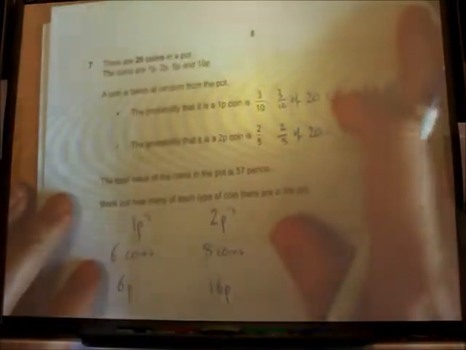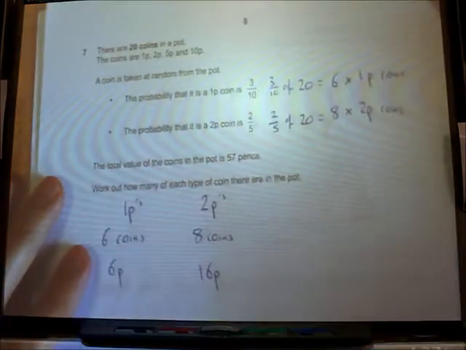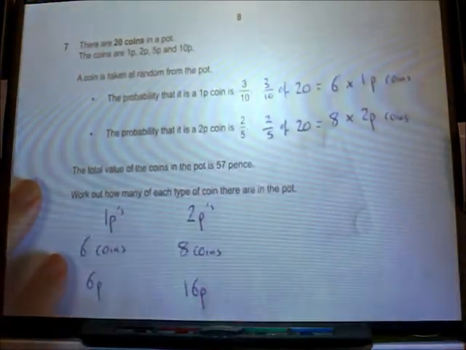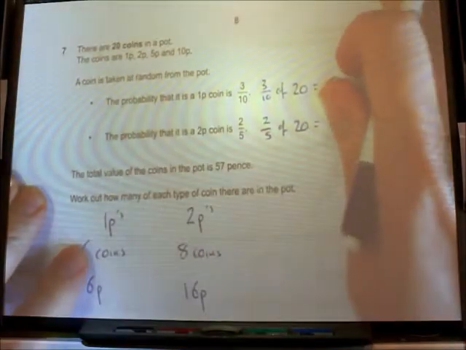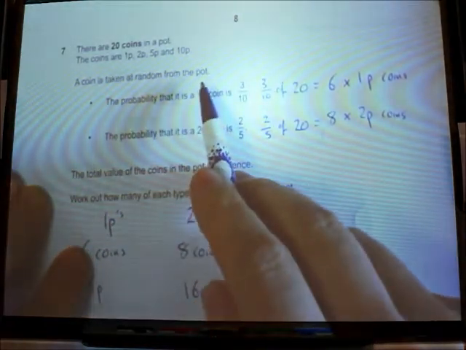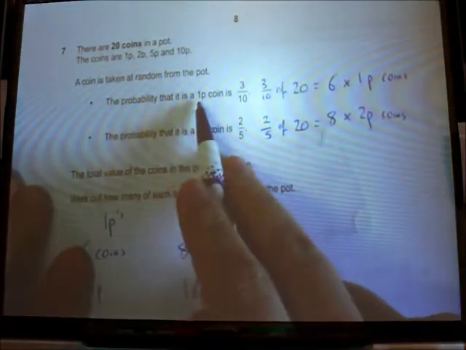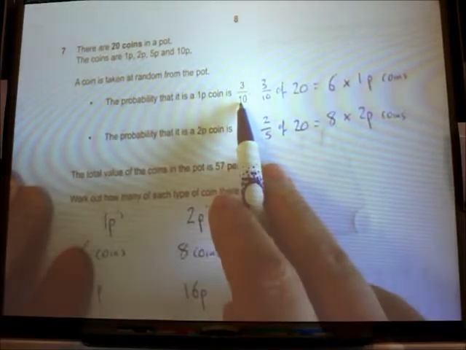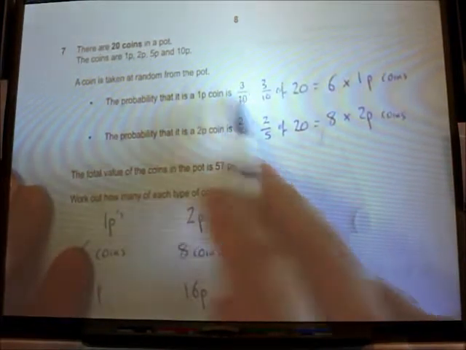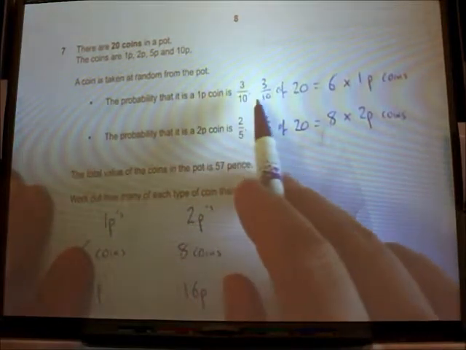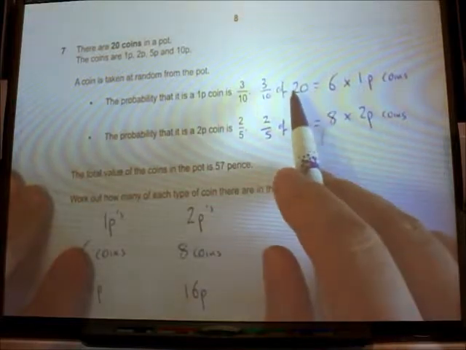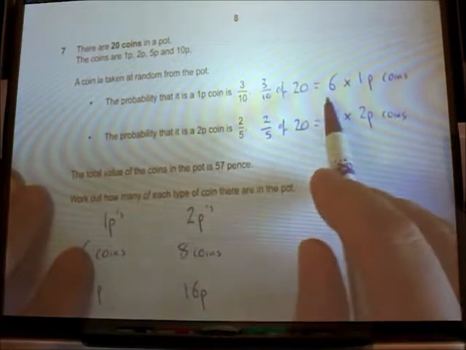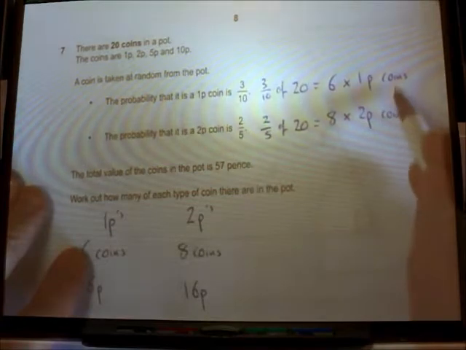Question 7, moving on. There are 20 coins in a pot. This question is an awful lot of information, so I'll try and take my time on it. There are 20 coins in a pot, and the coins are 1, 2, 5 and 10 p's. A coin is taken at random from the pot, and the probability that it is a 1p coin is 3/10. So that means 3/10 of the 20 coins must be 1p coins. So 3/10 of 20 is 6, because 1/10 is 2, so 3 lots of 2 is 6. So there's 6 1p coins. You'll get 1 mark for working that out.